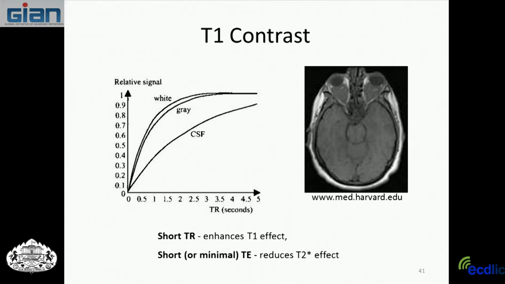So to do a T1 contrast, we would want to measure at a short TE. We'd want to send our pulse, and we'd want to listen pretty quickly so that we can see this contrast before all the tissue atoms line up again into the plane. Does that make sense?